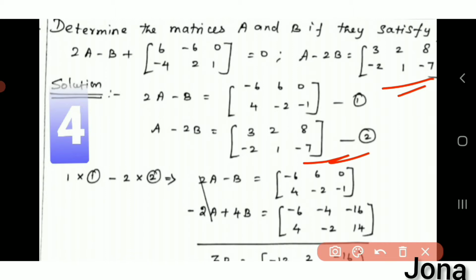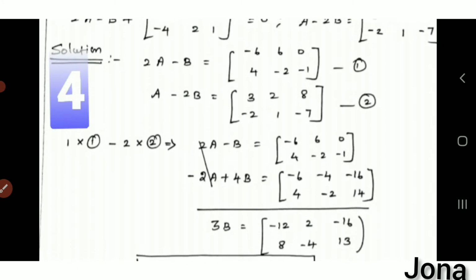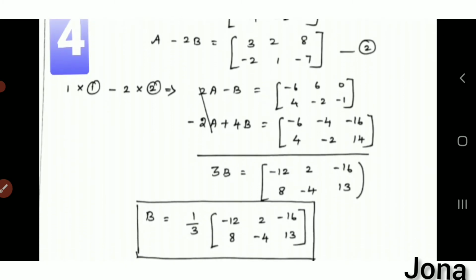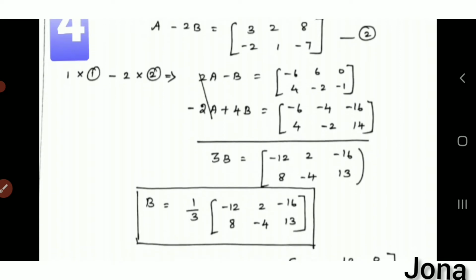So for this, what we have to do is make the coefficients the same, isn't it? So keep the first equation as it is. In the second equation, we want to multiply with 2, or minus 2, anything. If we multiply with 2, we have to change the sign also, isn't it? Therefore, minus 2A plus 4B equal to minus 6, minus 4, minus 16, 4, minus 2, minus 14.